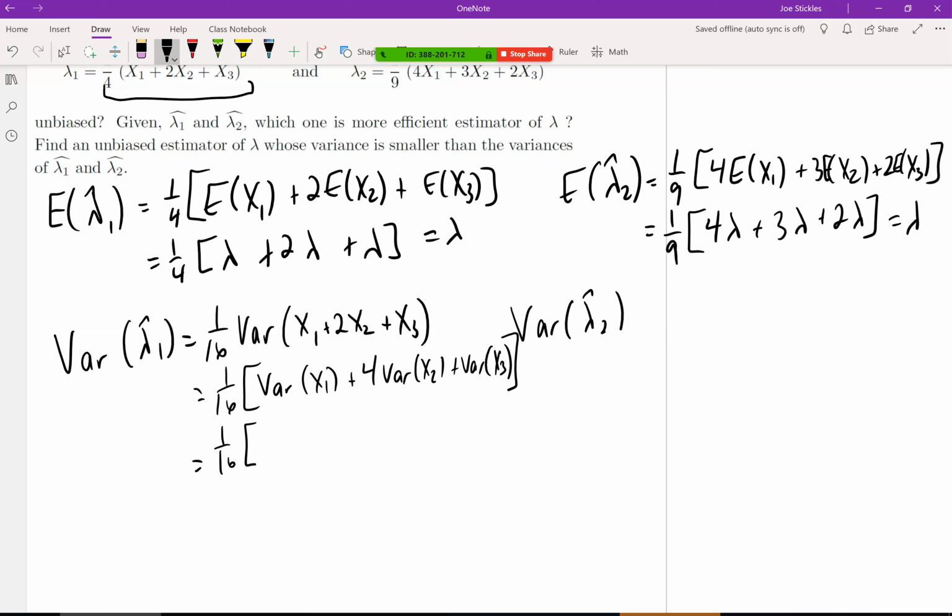Now each x sub i has a Poisson distribution. I almost said Poissonly distributed, which doesn't make any sense. Each one has a Poisson. So each of the variances is lambda here. So we would have lambda plus 4 lambda plus lambda. So we get 6/16, so that is 3/8 lambda.